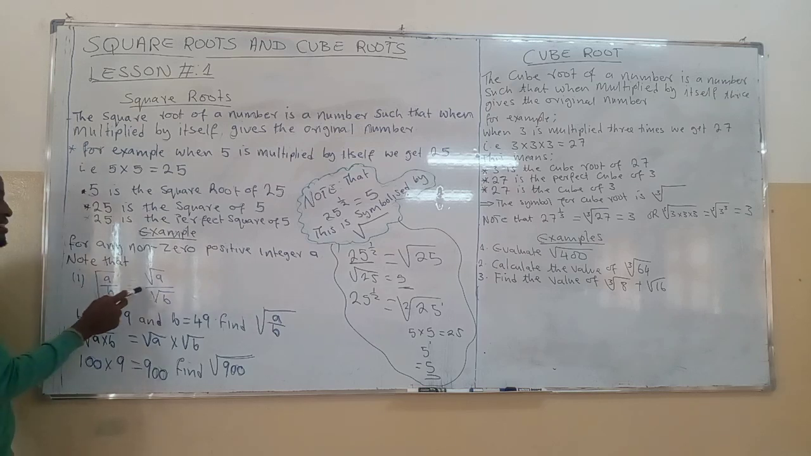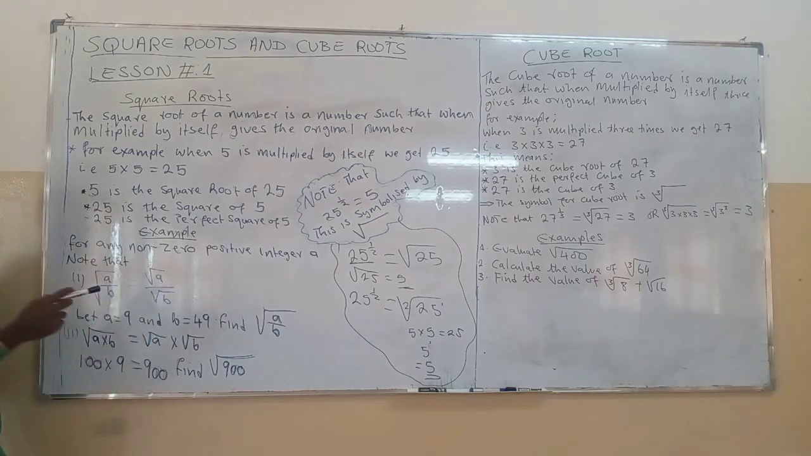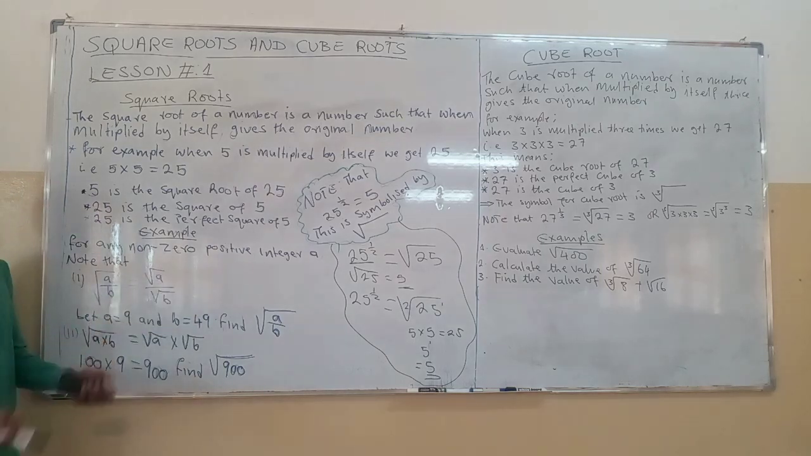The square root of a over b is the same as the square root of a over the square root of b. This simply means that if you are given one square root with a fraction inside, you can split it, find the square root of a first and the square root of b, then simplify your work. That is how you work out this one.